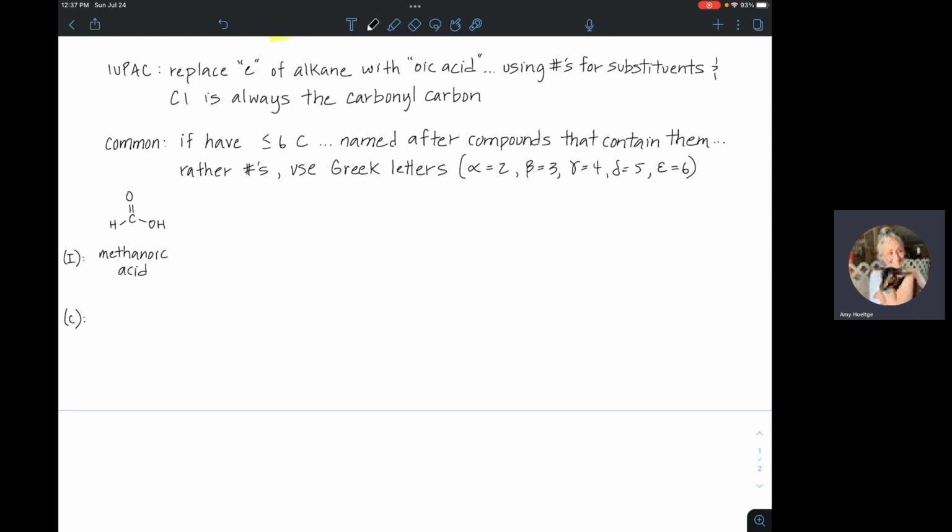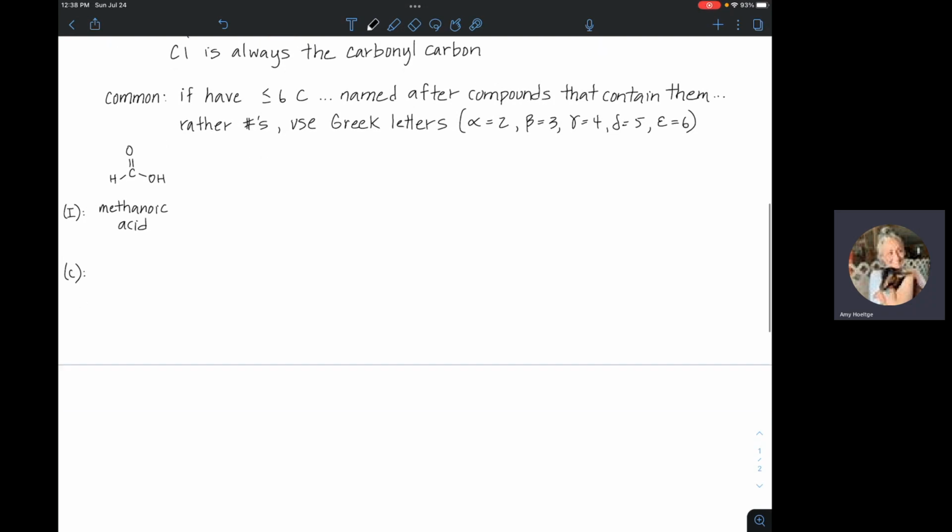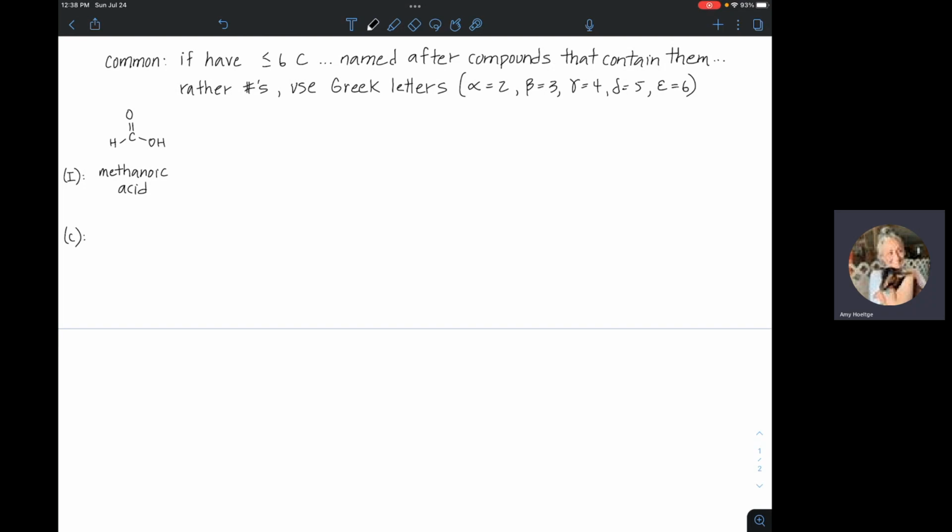The common name for methanoic acid, it's named after little fire ants. Methanoic acid is the compound that the fire ants will inject into you when they bite you. It burns, right? So it's named after the Latin word for ant, which is formica. So we call this formic acid.